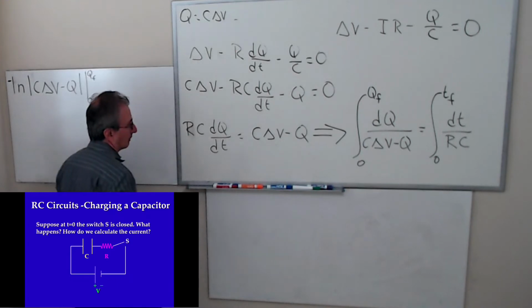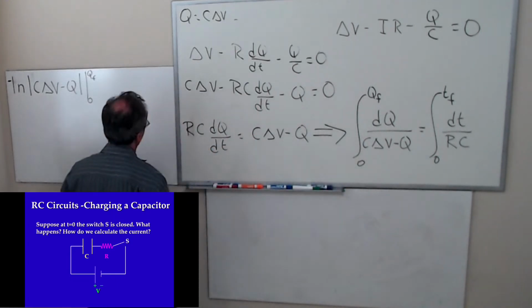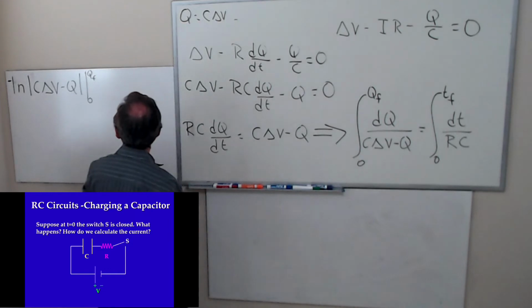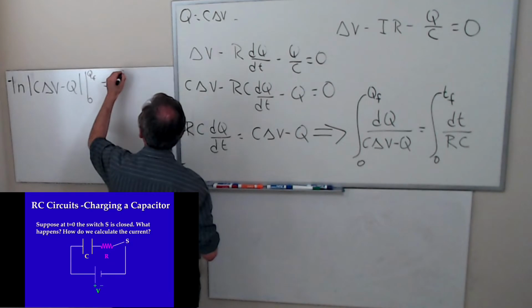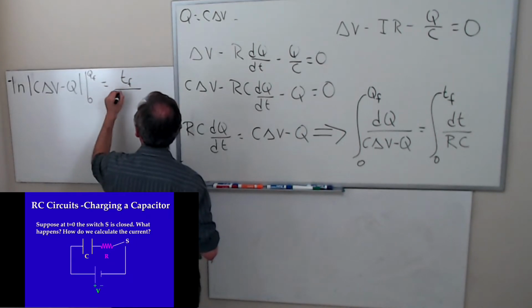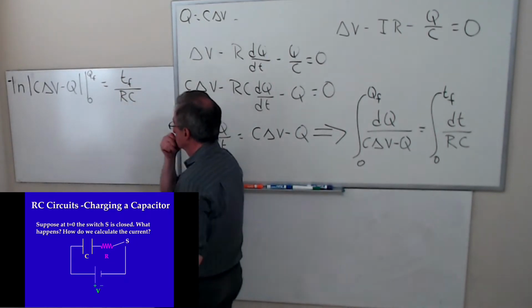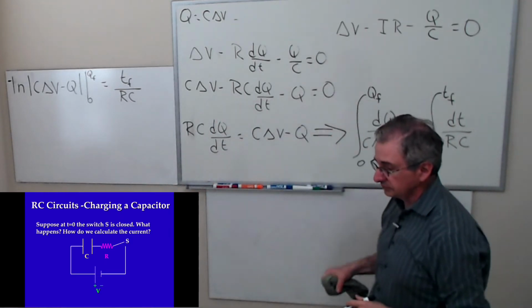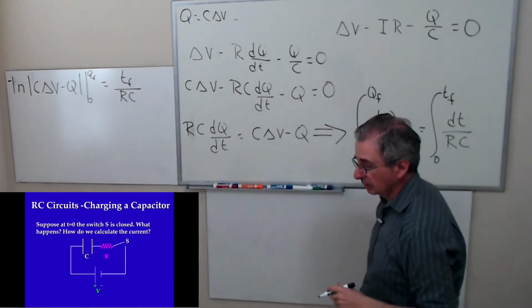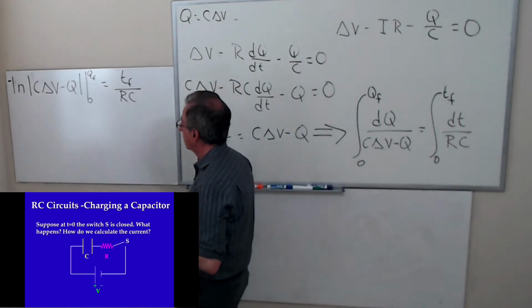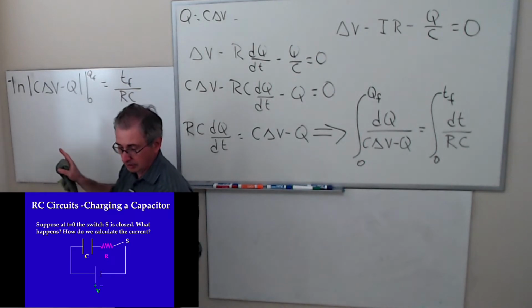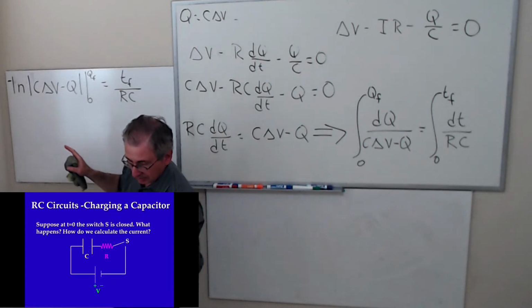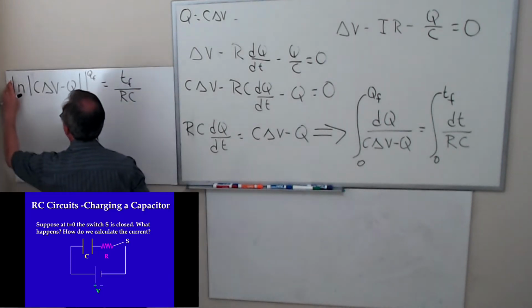All right, C delta V is a constant. And we'll talk about what C delta V means. This is going to be equal to t final over RC. We okay so far? You guys okay? I'm going to move this minus sign to the other side. Is that okay? Go for it. Okay, good.